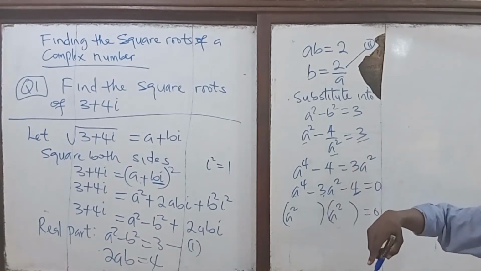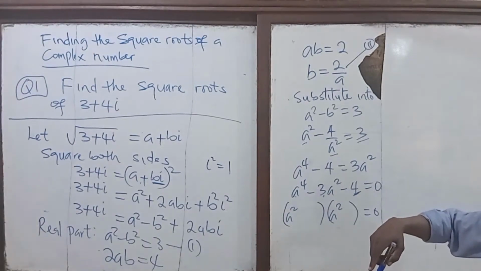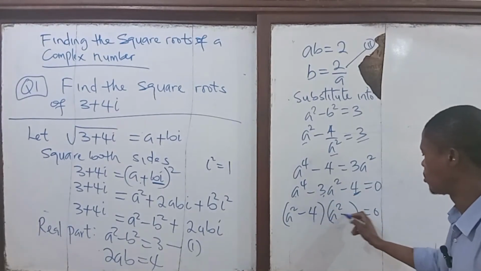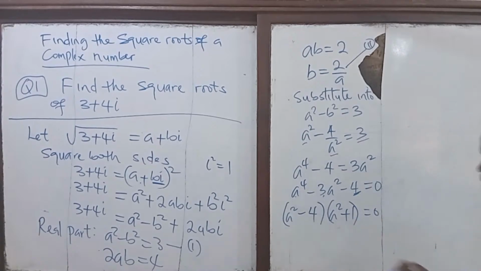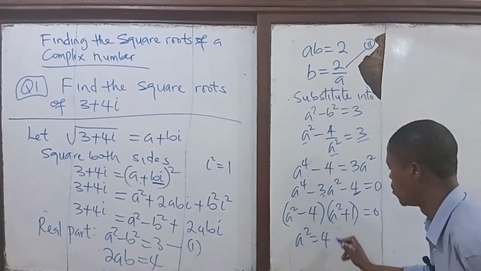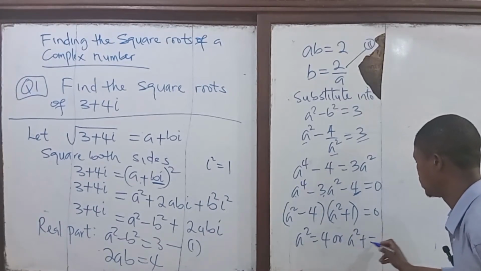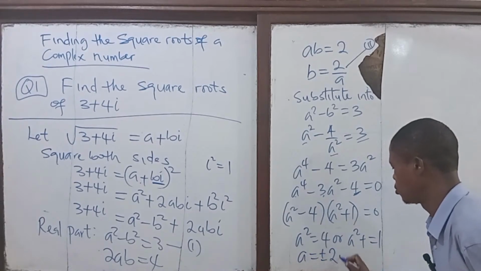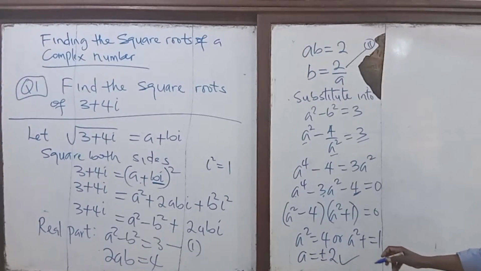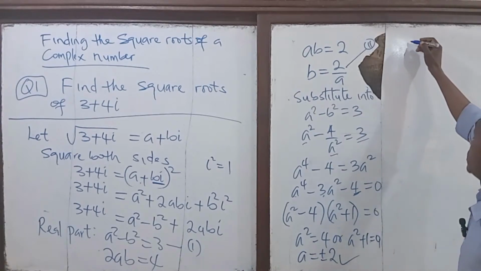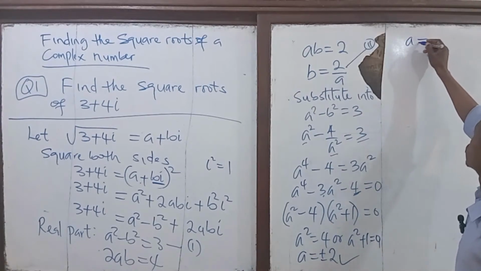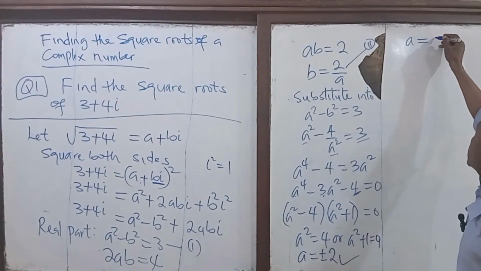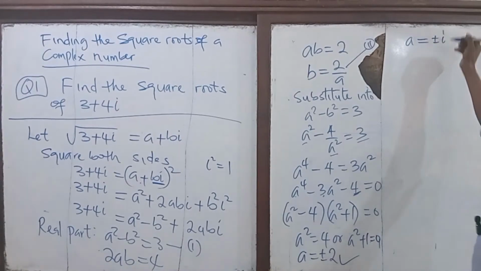That will be minus 4 plus 1. Okay, and this implies a squared is equal to 4, or a squared plus 1 is equal to 0. So a is equal to plus or minus 2. That's one. The other one, a squared plus 1 is equal to 0, which is a is equal to plus or minus i.